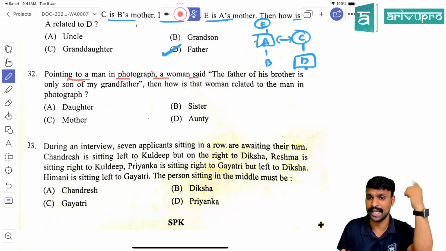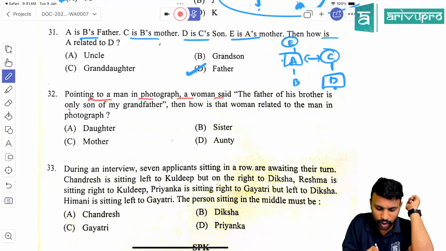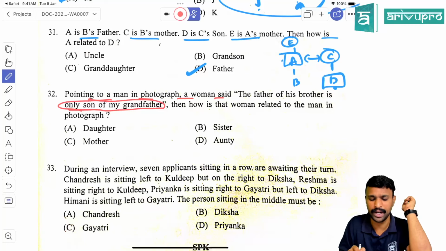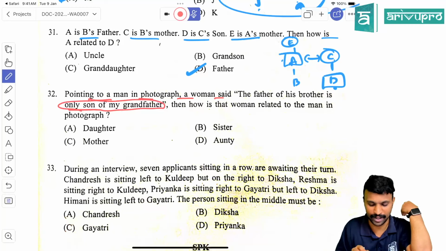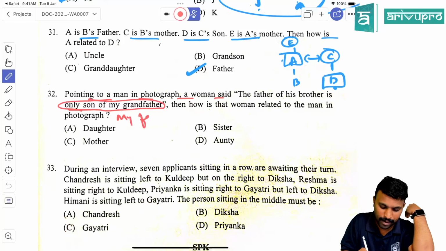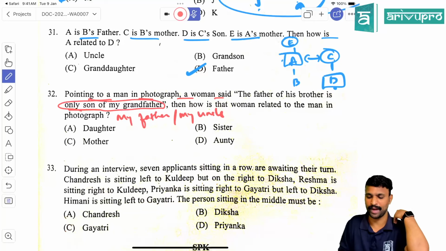Within the quotes means he or she refers to this reference person, me refers to the speaker. Guys, how to solve such questions without the figure is, read the last part of it. Only son of my grandfather. Who is only son of my grandfather? Is either my father or my uncle, right? My father, only son of my grandfather is either my father or my uncle. Correct? My father or my uncle.